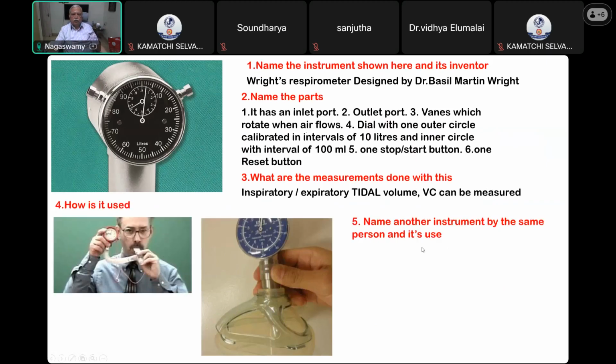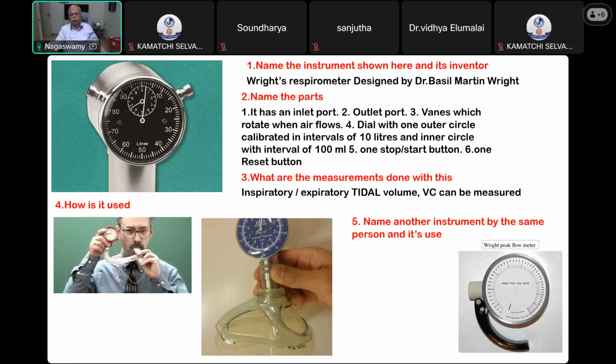Name another instrument by the same person and its use. What other Wright's machine is there? This is called Wright's respirometer or Wright's spirometer. Any other Wright machine you know? No, sir. It's called Wright peak flow meter. Okay, so this is also another machine where you blow through this and you can measure the speed at which the gas comes. So what is this used for? This is used for measuring tidal volume and vital capacity.